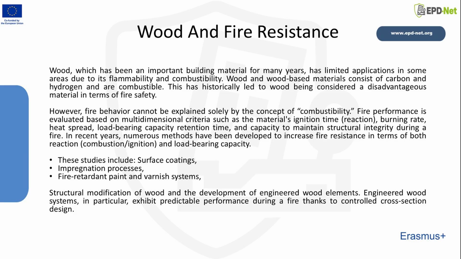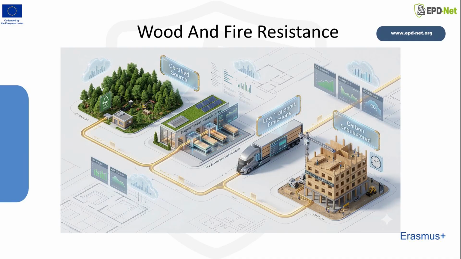It includes ignition time, burning rate, heat spread, smoke development, retention of load-bearing capacity, and the ability to maintain structural integrity during fire. In recent years, numerous methods have been developed to improve the fire resistance of wood in terms of both reaction to fire and structural performance. These methods include surface coatings, impregnation processes, fire retardant paint and varnish systems, structural modification, and the development of engineered wood elements. Therefore, wood fire safety depends on design, detailing, treatment, and calculation.